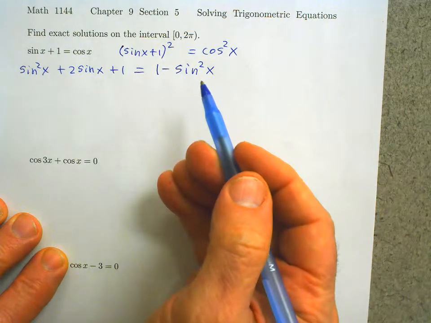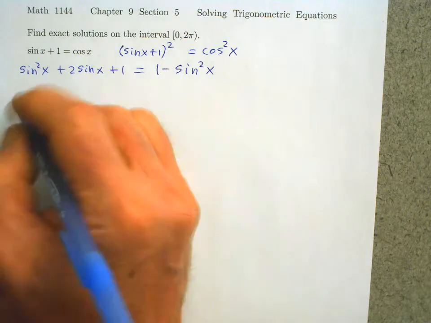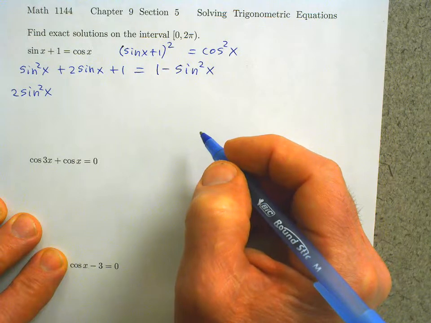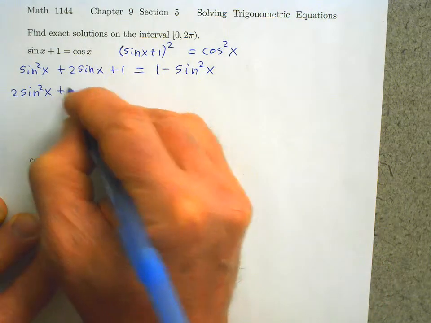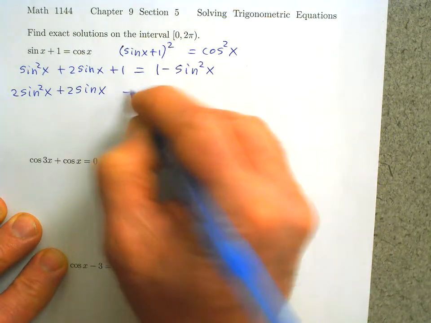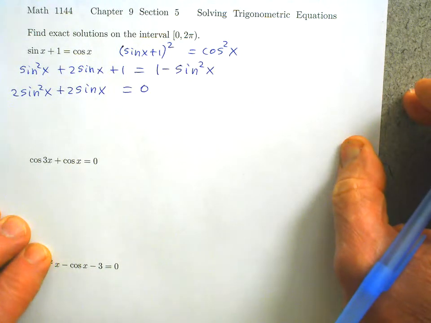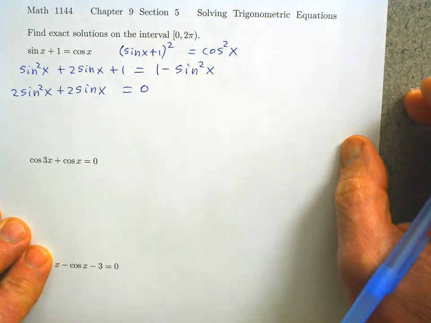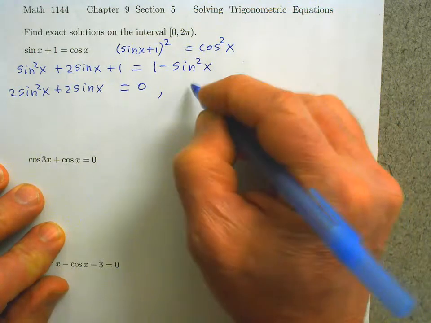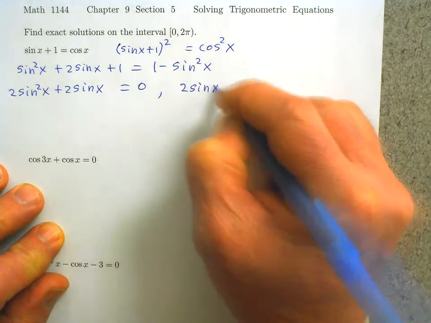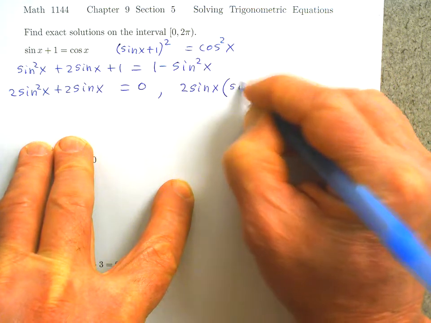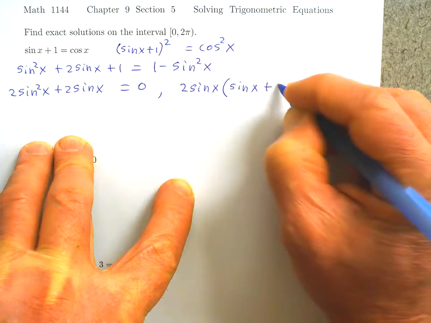And then we'll focus on solving an equation that's quadratic in form. So we'll add sine of x squared to both sides, and then subtract 1 from both sides. And I get 2 times sine of x squared plus 2 times sine of x. And when I subtract 1 from both sides, the 1's are eliminated, so I get 2 times sine of x squared plus 2 times sine of x equals 0. So we can factor 2 times sine of x out. And then we're left with sine of x plus 1.